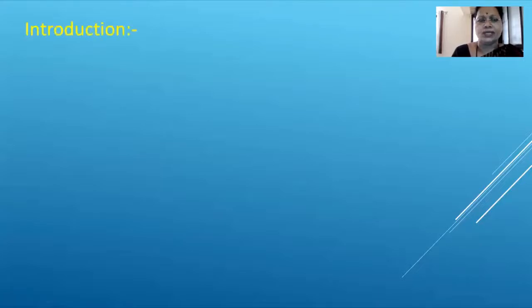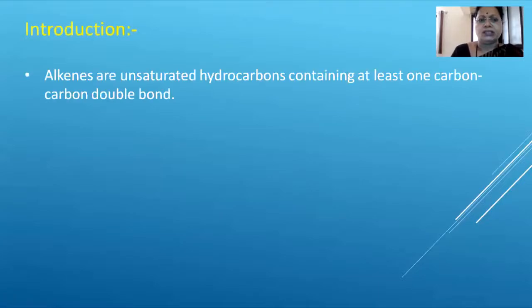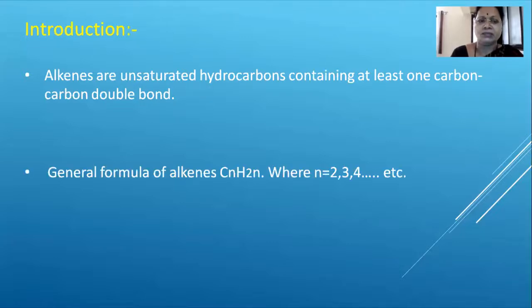So first, about introduction. Alkenes are unsaturated hydrocarbons containing at least one carbon-carbon double bond. Okay, so what is the difference between alkanes and alkenes? Alkanes are saturated hydrocarbons containing single covalent bonds. It may be carbon-carbon or carbon-hydrogen, while alkenes are unsaturated hydrocarbons containing at least one carbon-carbon double bond.